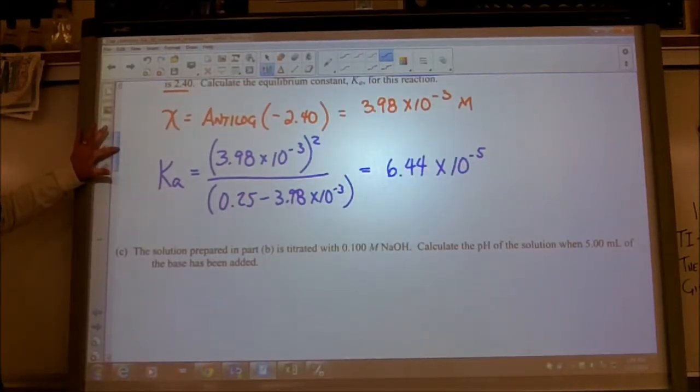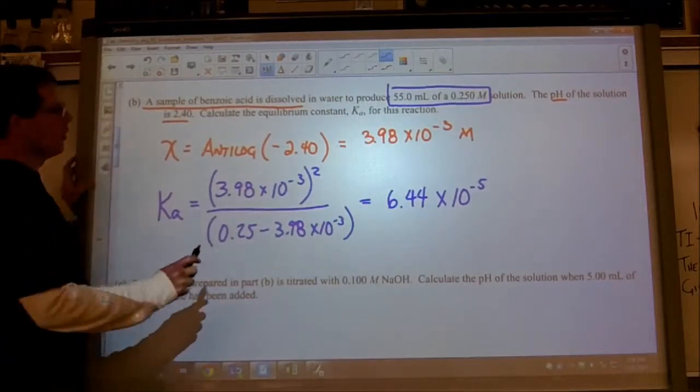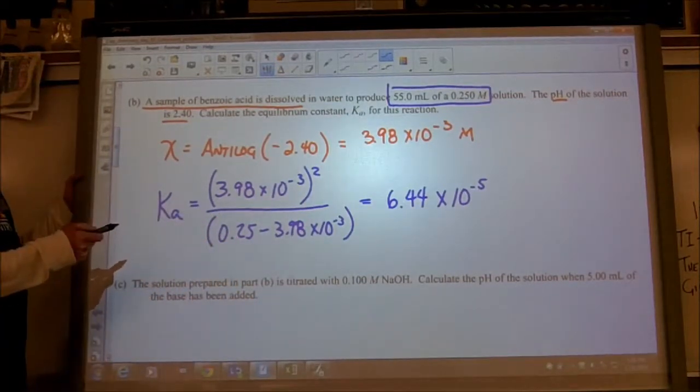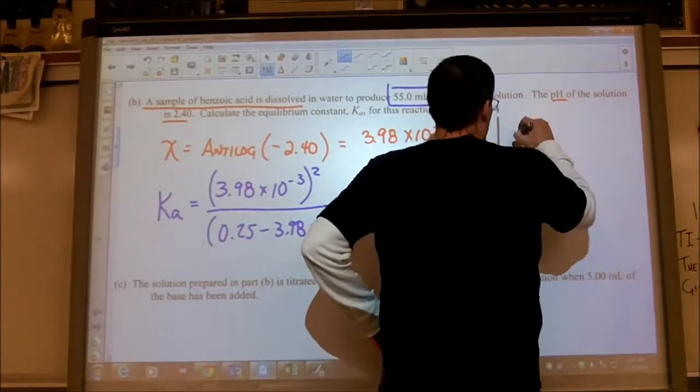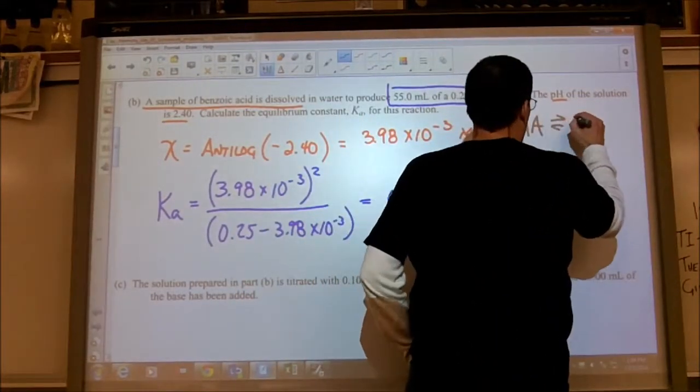Why does this have a buffer? Well, let's look at the consideration for, and I didn't draw an ICE chart, and I probably should have, but let me do a generic ICE chart here. So we have our HA and our anion.